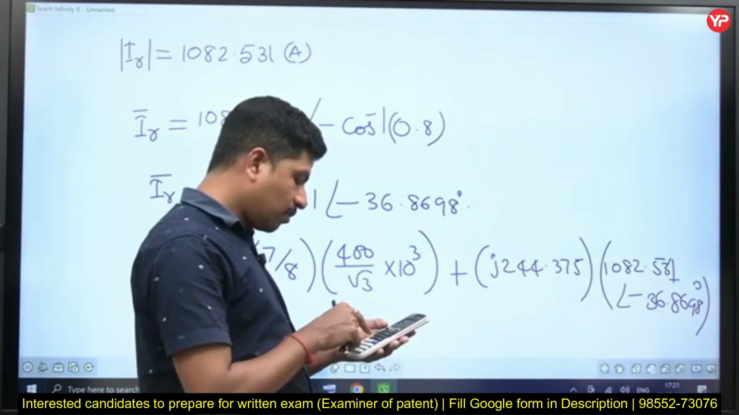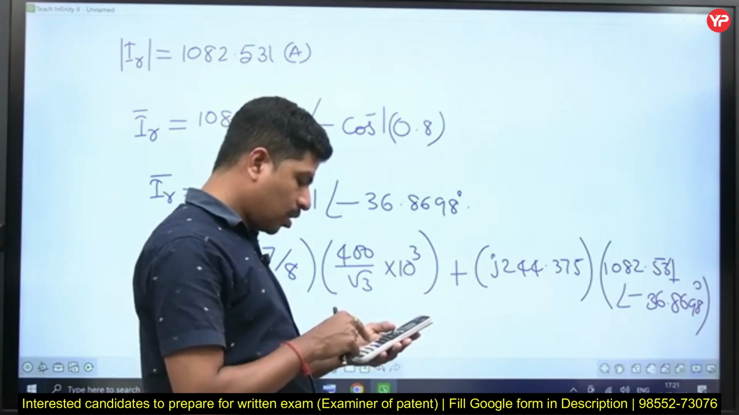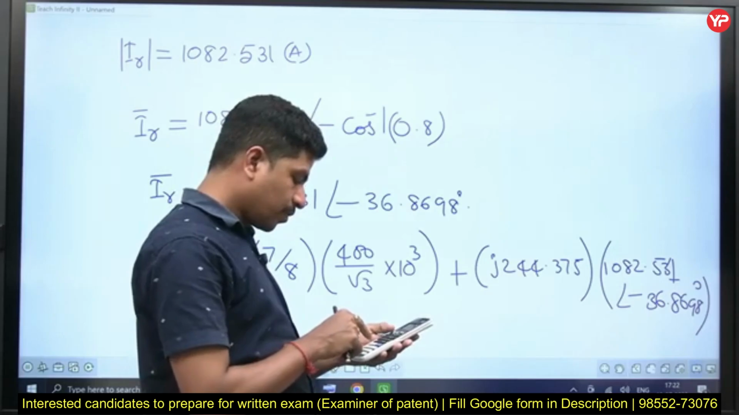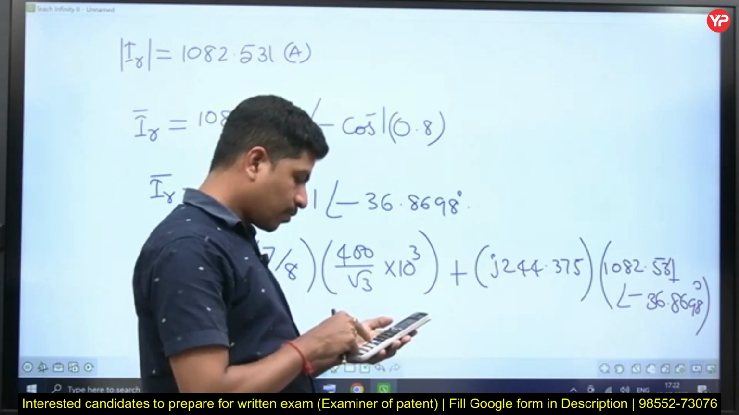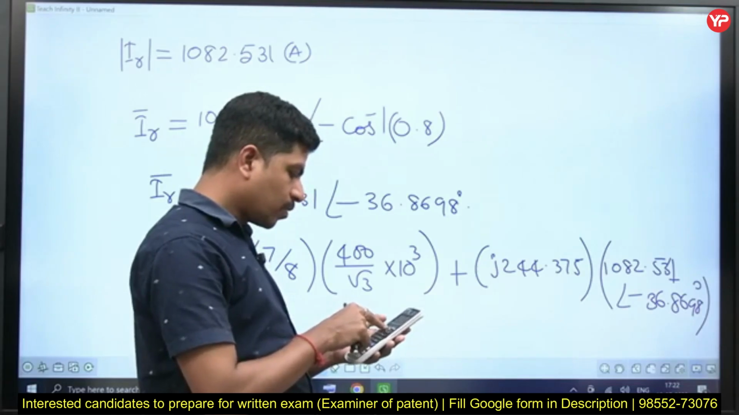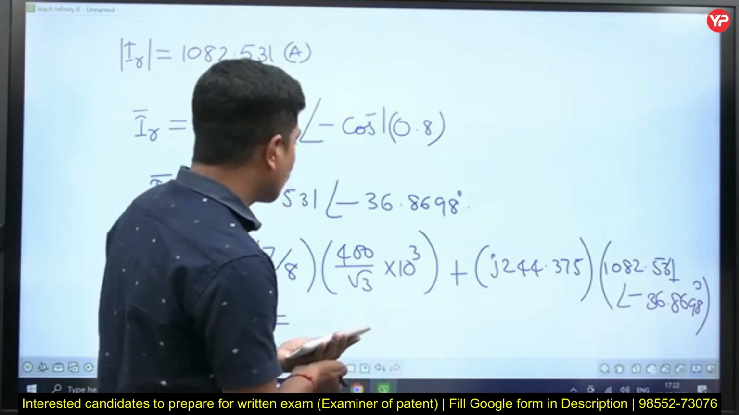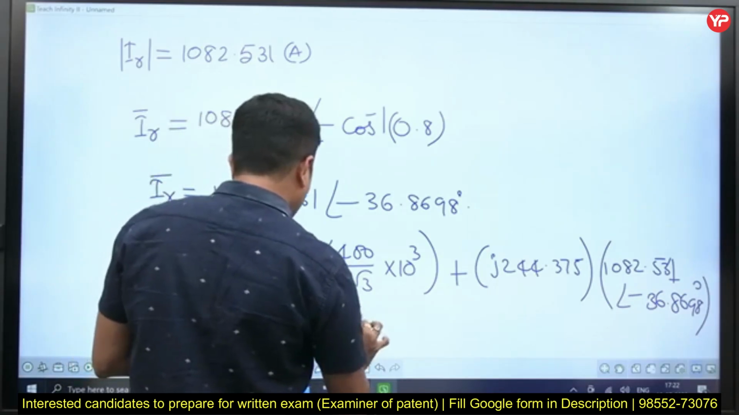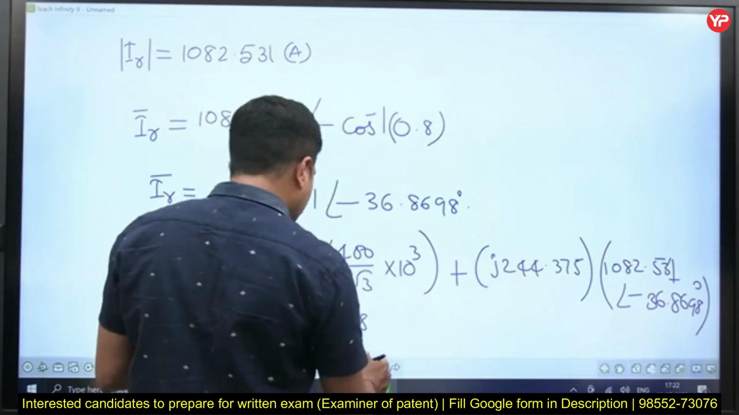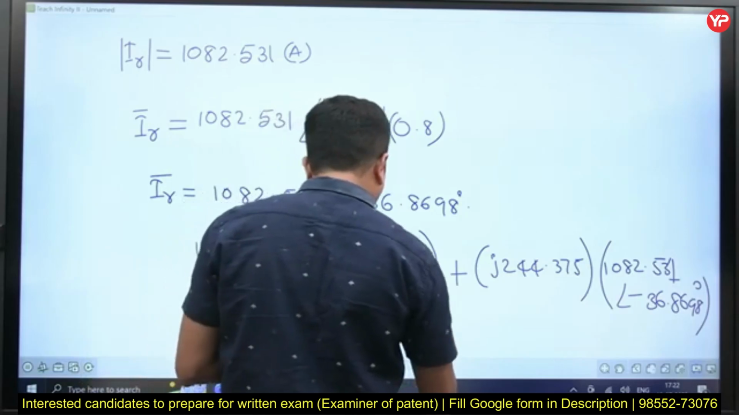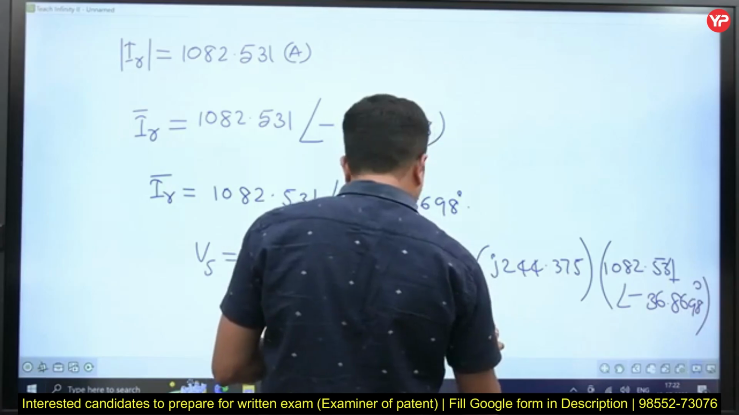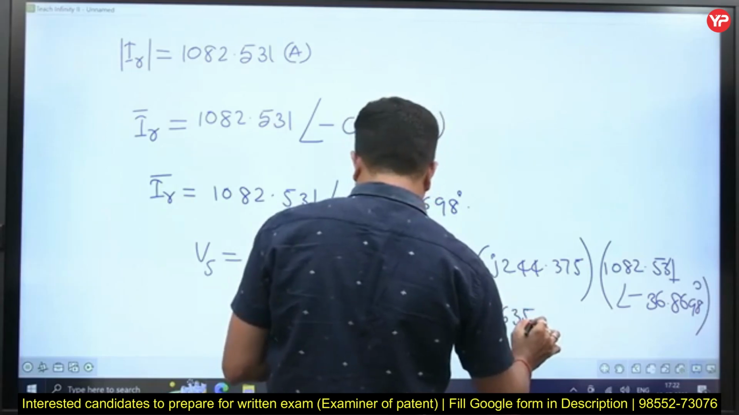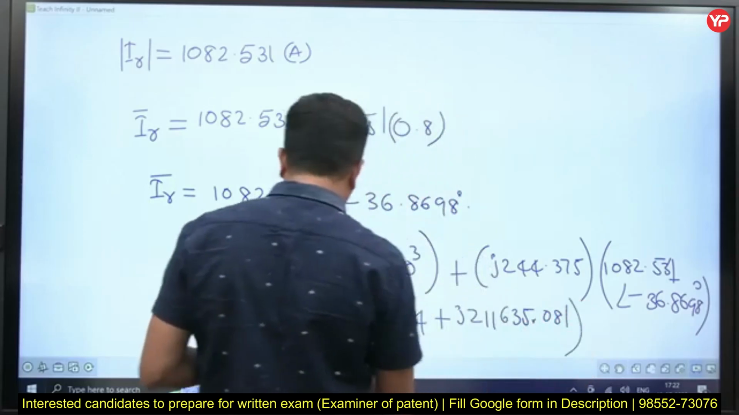I got it in rectangular form. Let me convert this into polar form. Or otherwise let me write in rectangular form itself: 360,798.3414 plus j 211,635.081. So this is the voltage we got, the sending end voltage.